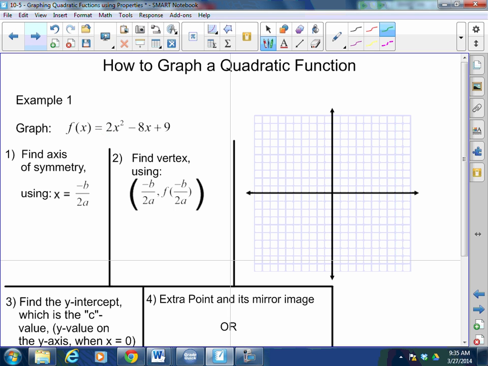Step 1, find the axis of symmetry. So negative b, negative times negative 8, over 2a, 2 times 2, that's 8 over 4. So x equals 2. And immediately I go to my x equals 2 and I draw a dashed line. This is exactly what I want to train you to do. Find the axis of symmetry, draw the axis of symmetry. Find the axis of symmetry, negative b over 2a, and then graph it, please.